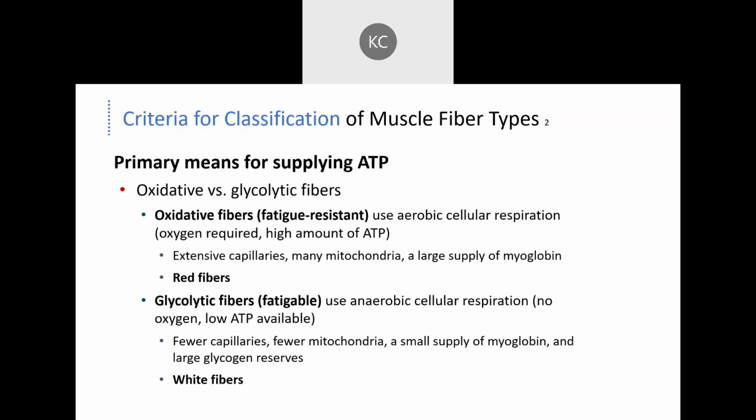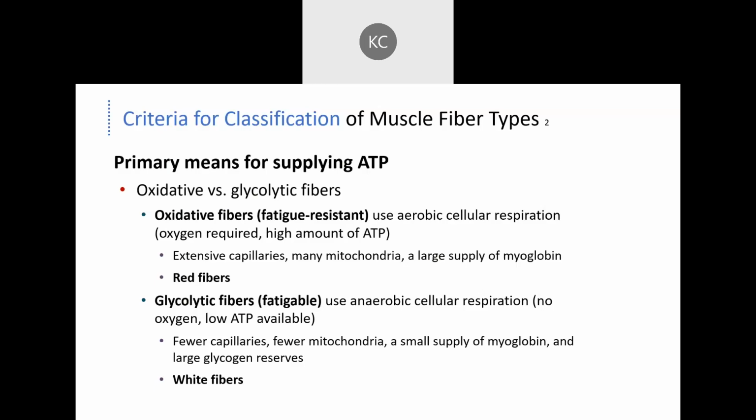So these are also called white fibers. These are very fatigable, right? They're fatigable because they have relatively little ATP available. So they have relatively little ATP available, and so they're able to contract and relax and contract and relax, but they can't do it for a very extensive amount of time, right? So we'll see in a little bit this has different implications, right?